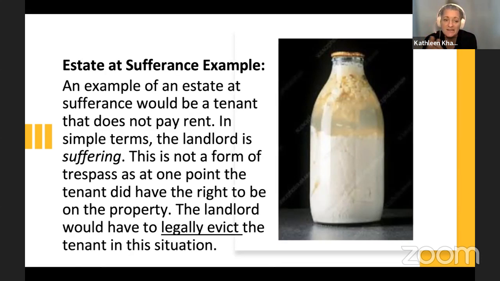An example of an estate in sufferance would be a tenant that does not pay rent. And you're like, Kathy, repetition. I know repetition equals retention, and we can keep the habit going. So in simple terms, the landlord is what is known as suffering.